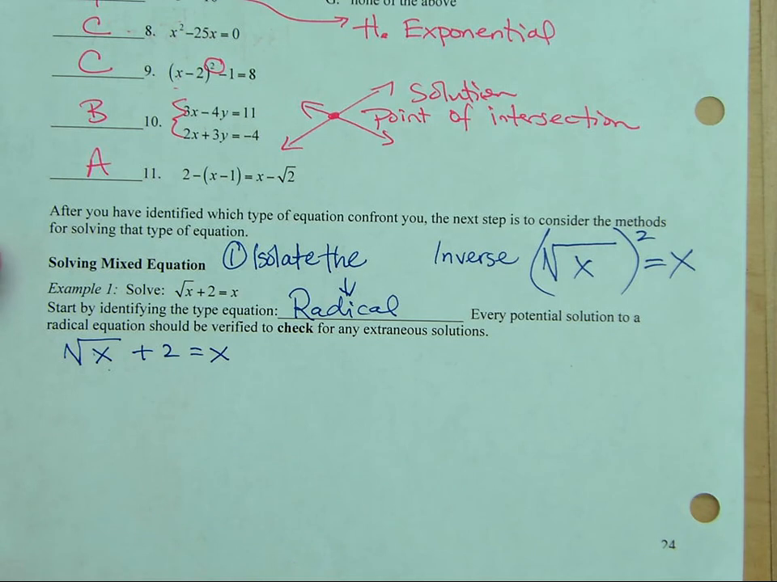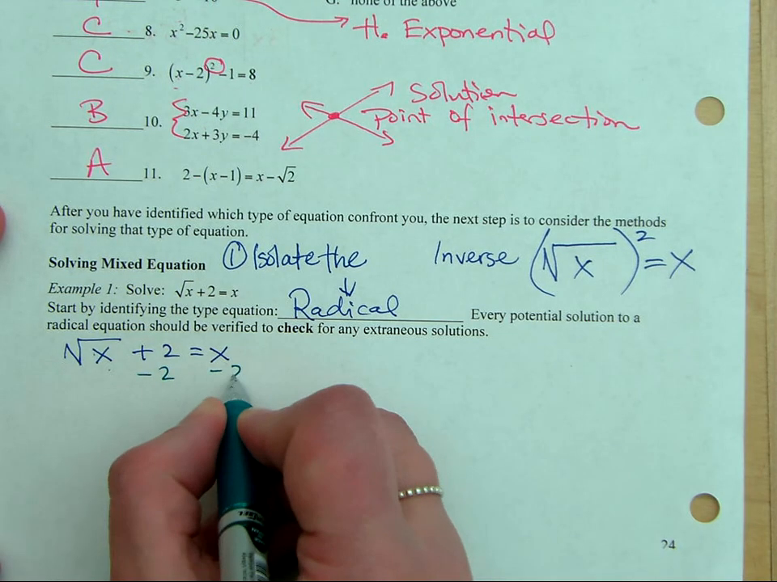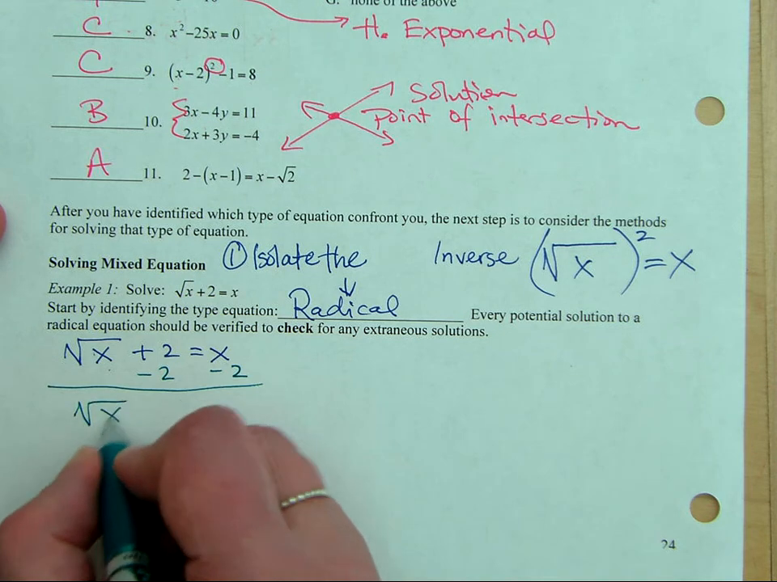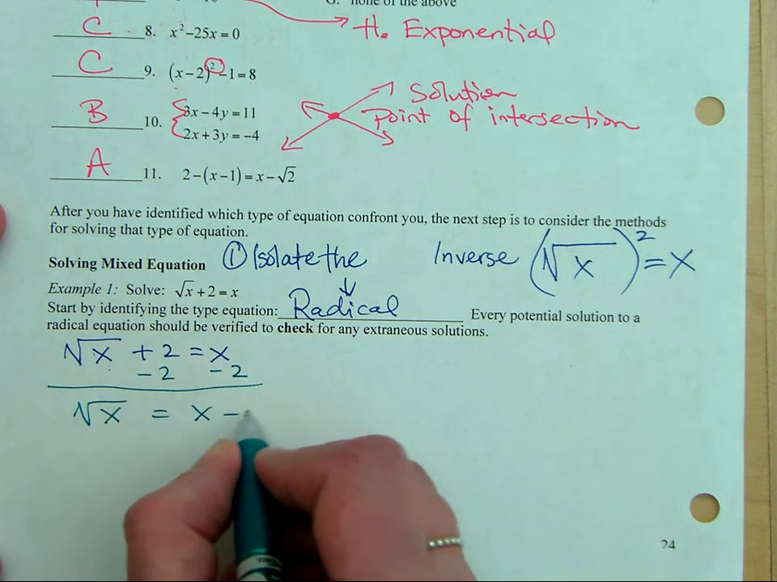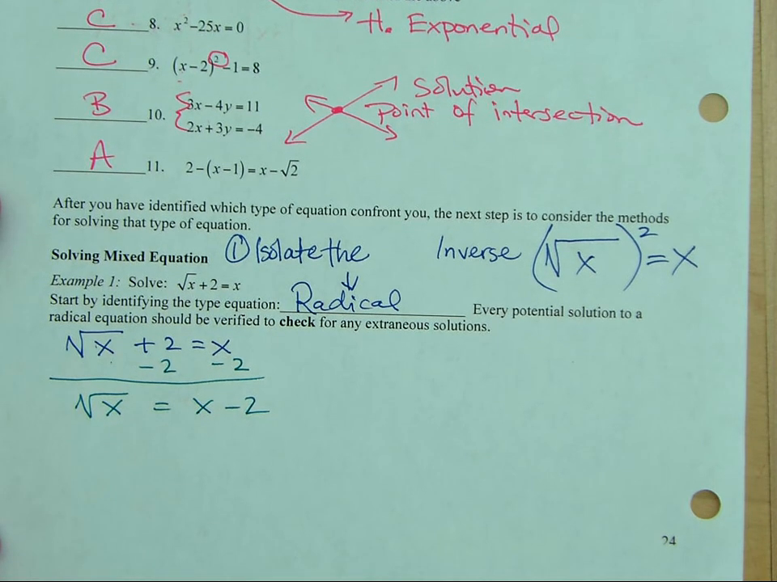What can I do to isolate it? Subtract 2. I like that. Subtract 2 from both sides. We get the square root of x equals x minus 2. By the way, I could have written that as negative x plus 2, but I just think it looks better.